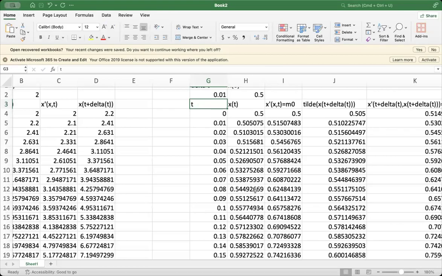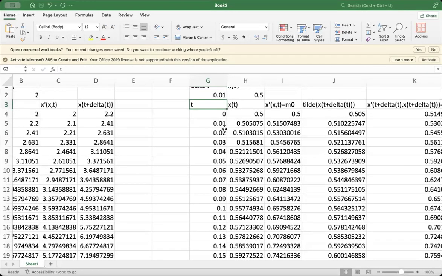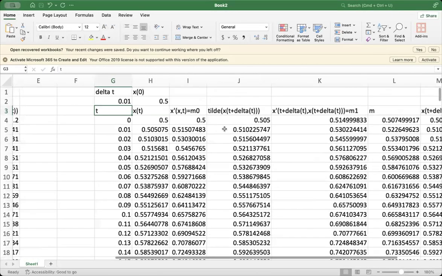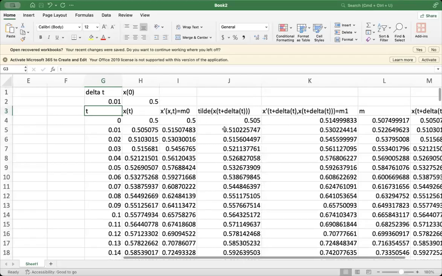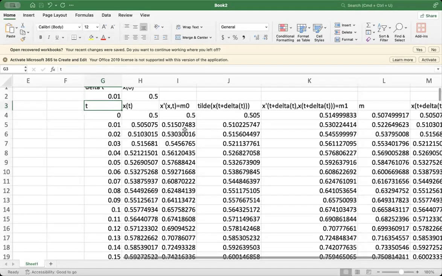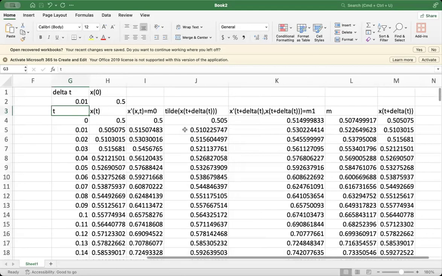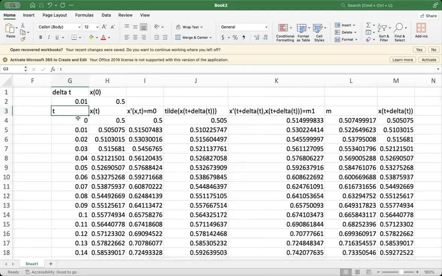Hello. I am going to share with you guys how to do the Excel for a Runge-Kutta, which is kind of the standard numerical solver for differential equations. To get started, let's just remind ourselves how we did the improved Euler's method.